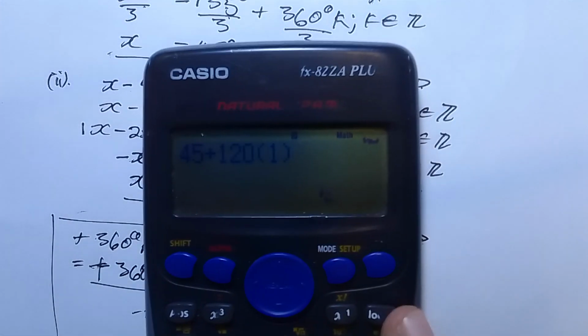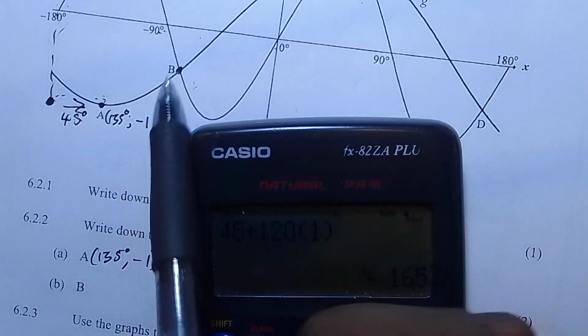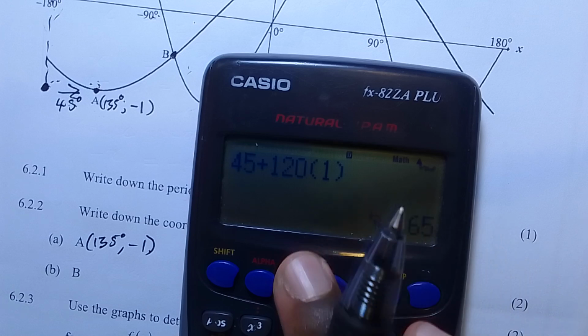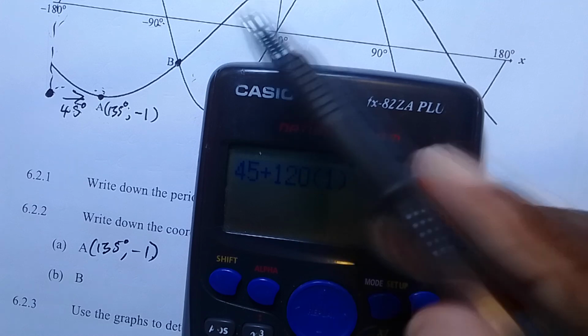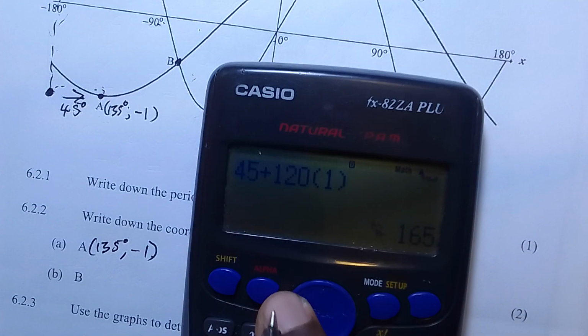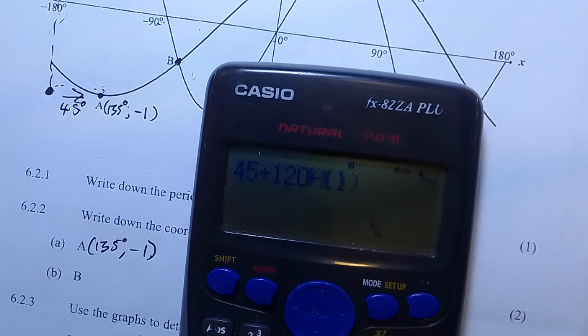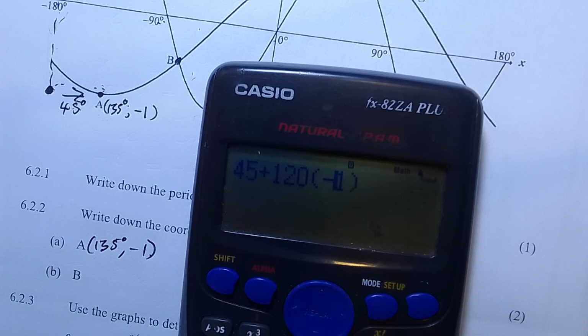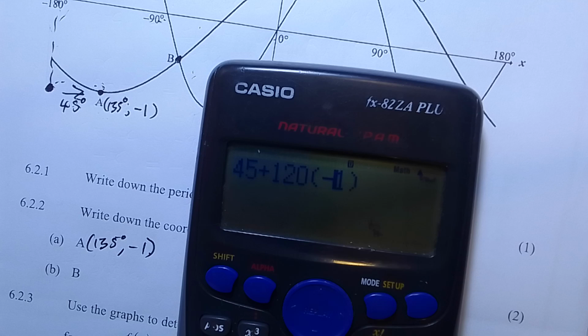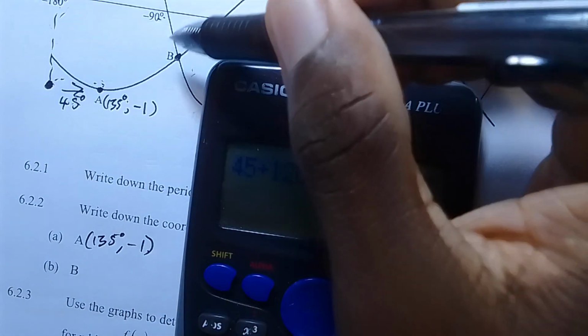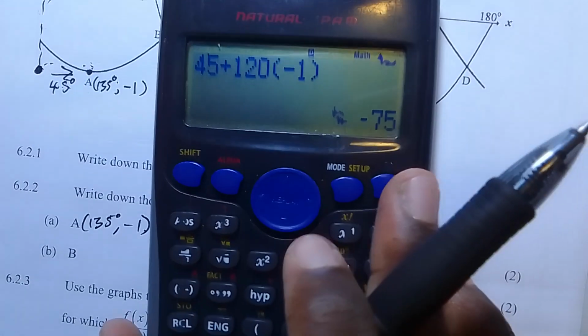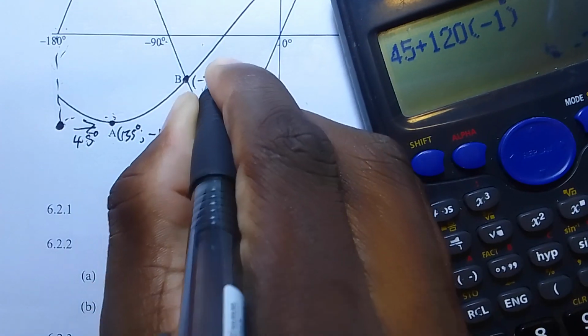Now k can be 1, but 1 is not between -90 and 0, so that's wrong. Do we need to write something bigger or smaller in order to get this? We need something smaller. Let's try writing -1. If we substitute -1 in the place of k, because k is any number, we get -75, which is our answer. So at B, x is -75 degrees.